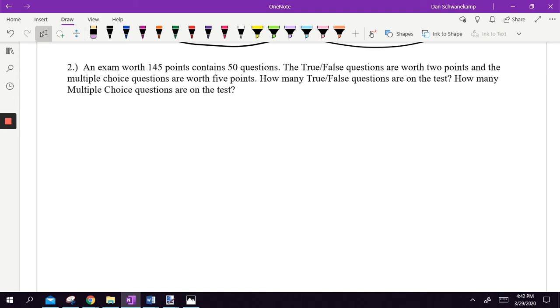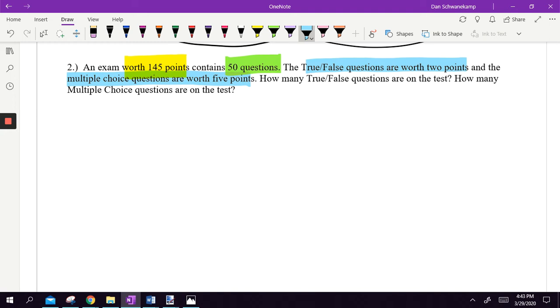An exam worth 145 points contains 50 questions. Okay, so it's worth 145 points. It contains 50 questions. The true-false questions are worth 2 points each. True-false are 2 points. And the multiple-choice questions are worth 5 points. How many true-false questions are on the test? How many multiple-choice questions are on the test?